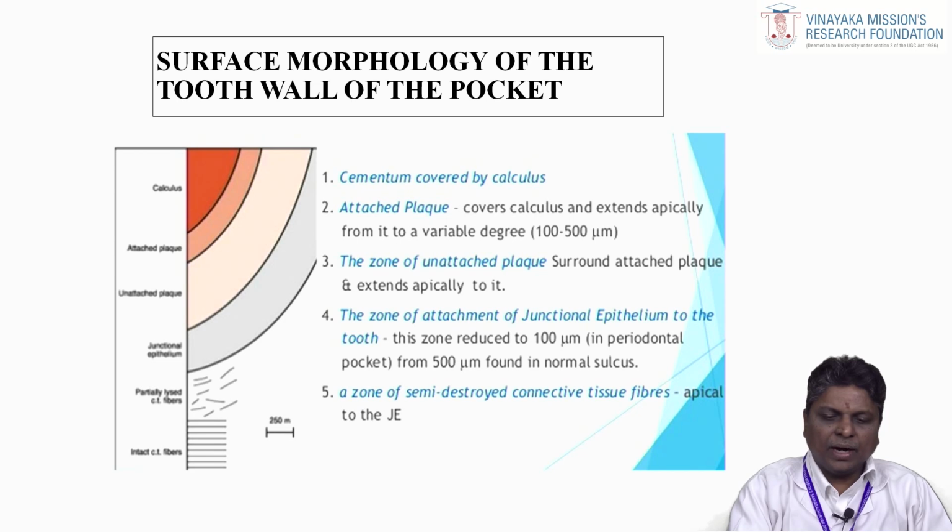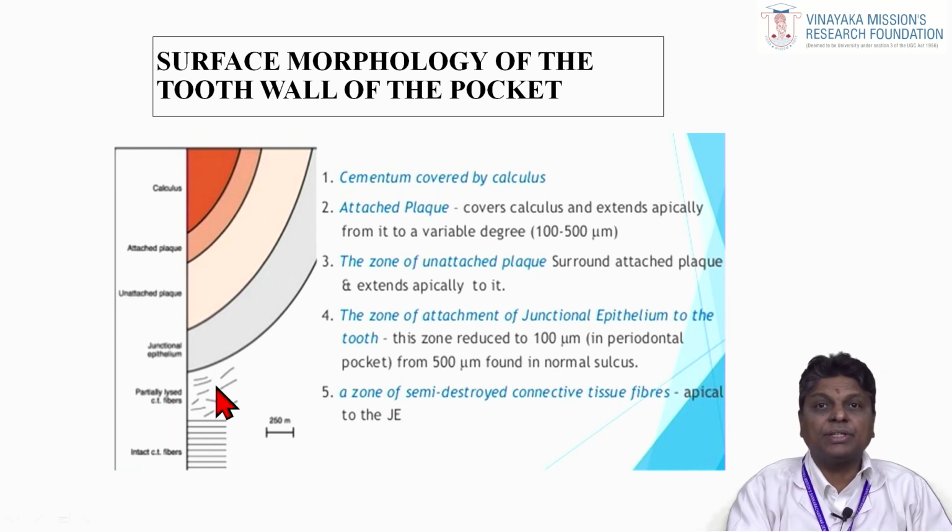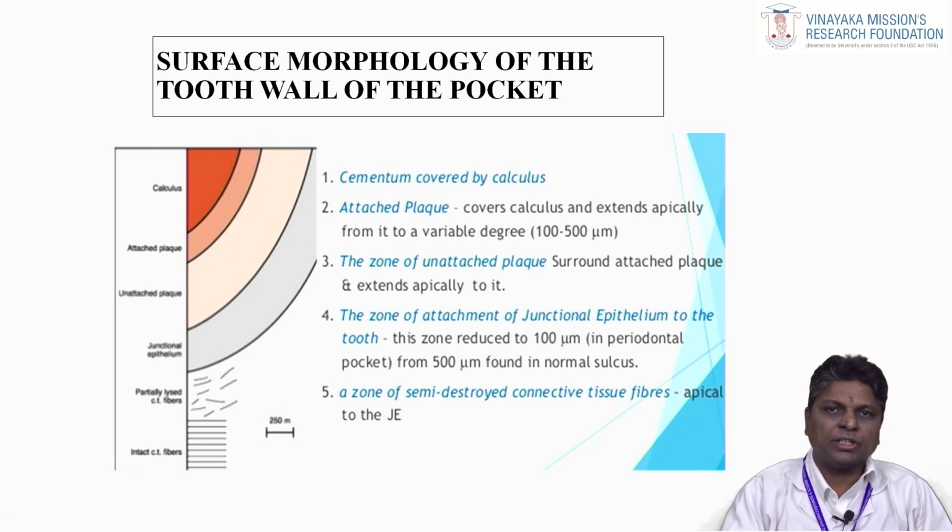Next is the zone of attachment of the junctional epithelium. This unattached plaque will send noxious enzymes and other products, virulence factors, to this area that can destroy the junctional epithelium. That zone is reduced to 100 microns. You can see it. Below this portion, there is partial destruction of the connective tissue, the supracrestal fibers or gingival fibers, and there will be intact collagen fibers. Furthermore, it proceeds downward into the periodontal ligament fibers. Then there will be bone loss, depending upon the radius of action and the aggressiveness of the microorganisms. Vertical and horizontal bone loss will take place in that area.